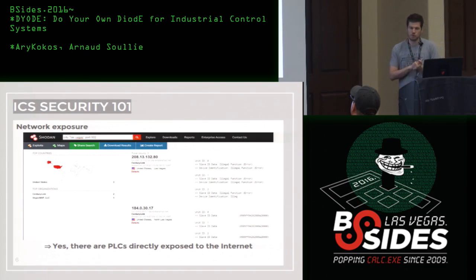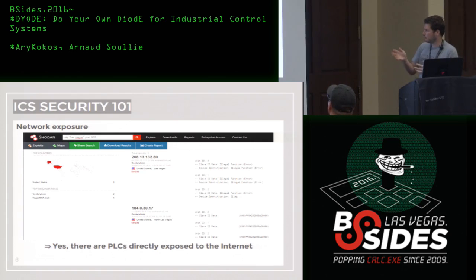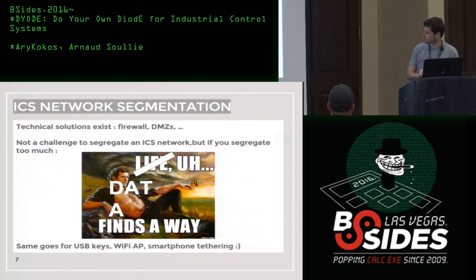Second thing, network exposure. You may think that those PLCs are in specific plants, factories, and so they must not be reached from the outside. That's not really the case. You have plenty of PLCs directly exposed to the internet. That's a Shodan search I did maybe last week. So you can see that there are 3 Modbus devices in Las Vegas. I don't know where. I did not perform any kind of test. That's not my point. My point is to say, you have devices exposed to the internet, and as soon as you have network access, you can fully compromise the device. So that's really, really bad.